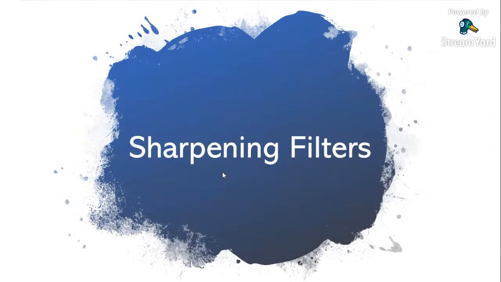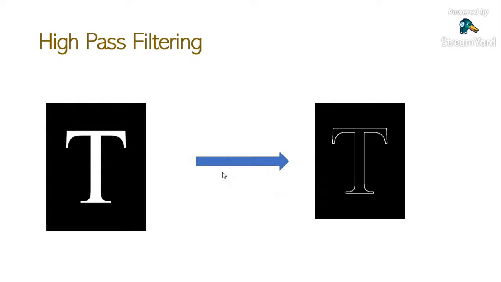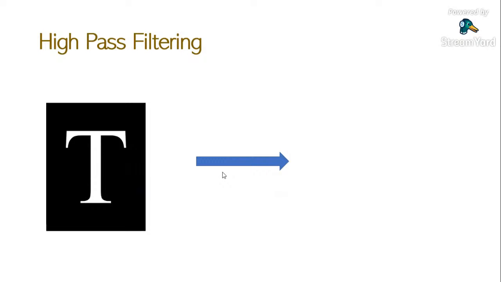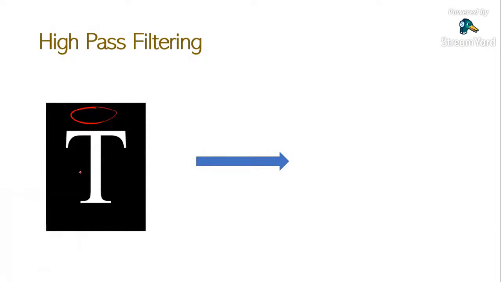Now next, sharpening filters. What is the use of sharpening filters? Sharpening filters highlight the important part, or you can say the high frequency region. Here you can see this is the image. As I have told, this is the low frequency region, low frequency, low frequency, and wherever there is a drastic change, it is the high frequency region.